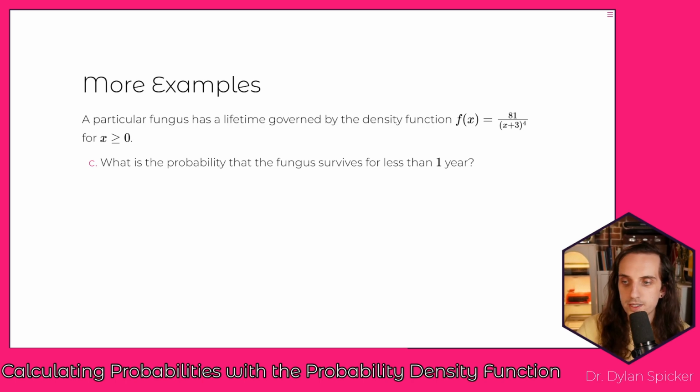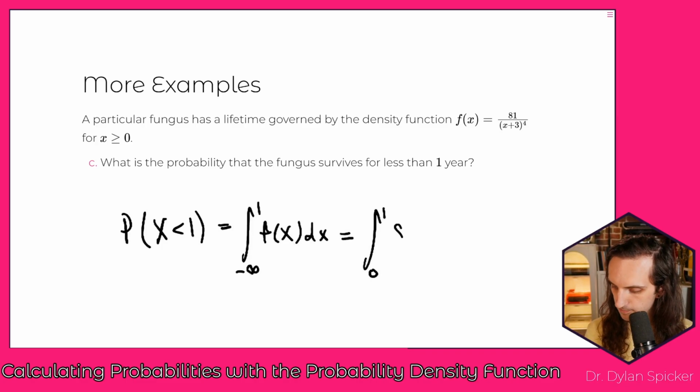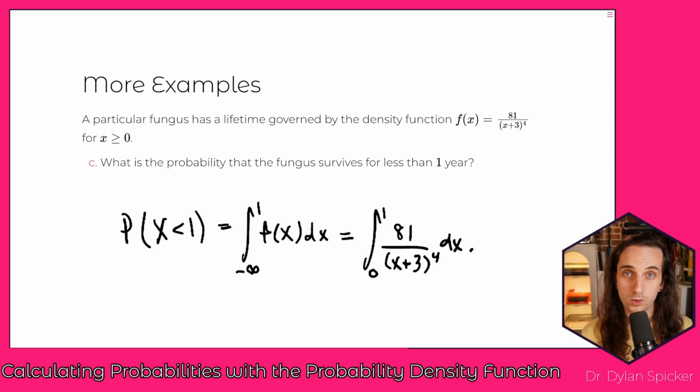Finally, we can ask ourselves, what's the probability that the fungus survives for less than 1 year? In this case, we want the probability that x is less than 1, which we could again set up as the integral from negative infinity up to 1 of f(x) dx. Now, we know that the smallest possible value is 0, so it's 0 up to 1 of f(x) dx, where f(x) is 81 divided by (x + 3) to the power of 4. Solving this will work out.